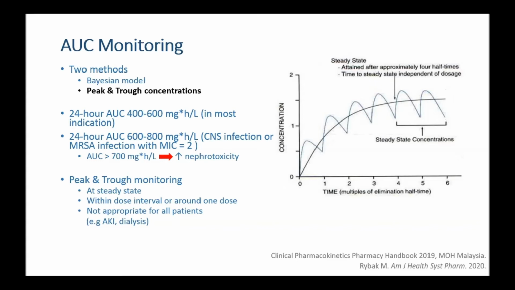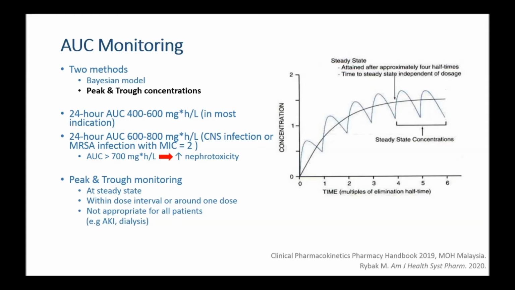There are some cases where the target range of AUC 24 hours is 600 to 800, for example, if MIC value of 2, or higher Vancomycin dose is needed to penetrate blood-brain barrier in CNS infection. However, bear in mind that we don't want to push AUC too high because it will increase the risk of acute kidney injury.